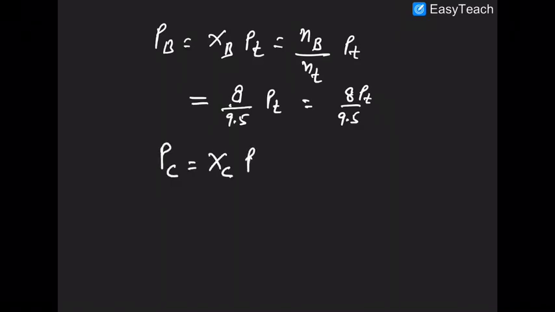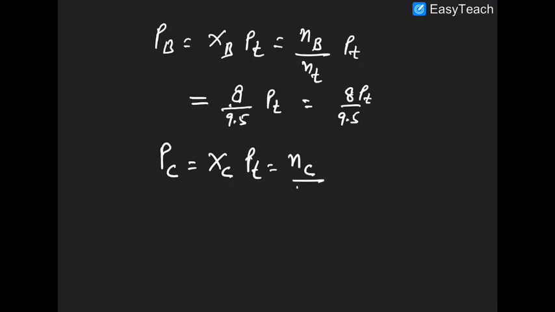What is the partial pressure of C? Mole fraction of C into P total. What is the mole fraction of C? Number of moles of C by N total into P total. So it is 0.5 by 9.5 into P total. So it is 1 by 19 into P total.